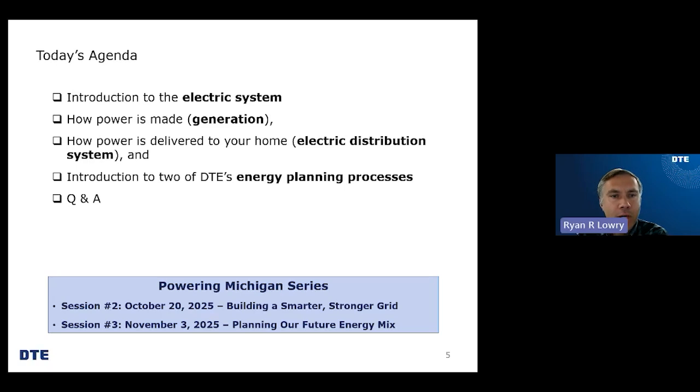So let's start with a quick review of today's agenda. Energy is something we all rely on, whether it's to power our homes, charge our phones, or keep businesses running. But behind the scenes, there's a lot of planning that goes into making sure the energy system works safely, reliably, and affordably for everyone. DTE Electric regularly engages in two different planning processes, the Integrated Resource Planning process and Distribution System Planning process. These plans shape the energy system in our community and guide DTE's work to generate and deliver the reliable and affordable energy you expect and deserve.